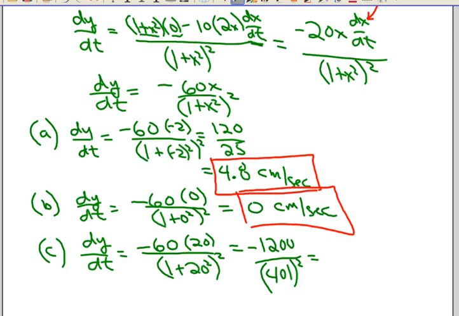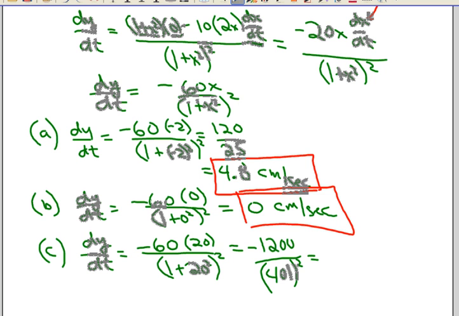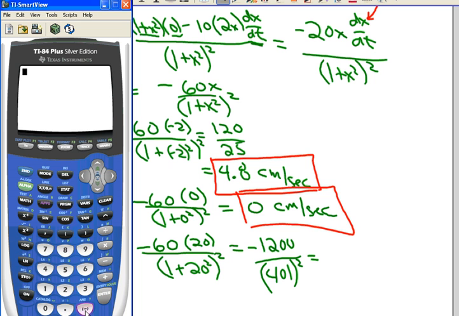And I see a negative. Was that first problem -2 for x? Yeah, x was -2. Okay. And I've got -1200 over 401 squared. Let's get our answer there. All right, -1200. And I'll divide that by 401 squared. All right, what do we get for this?